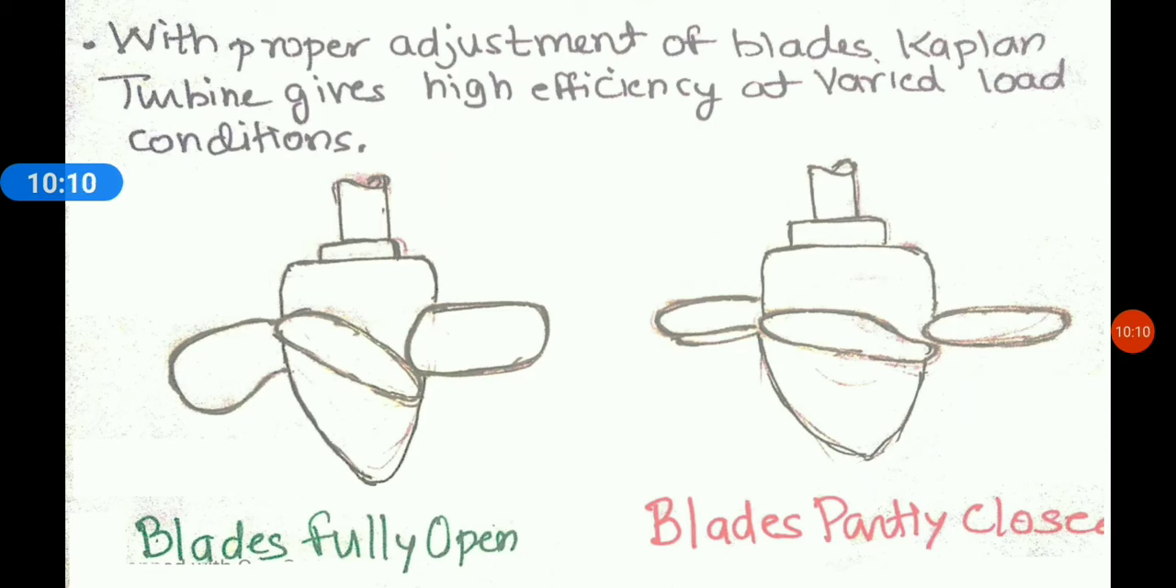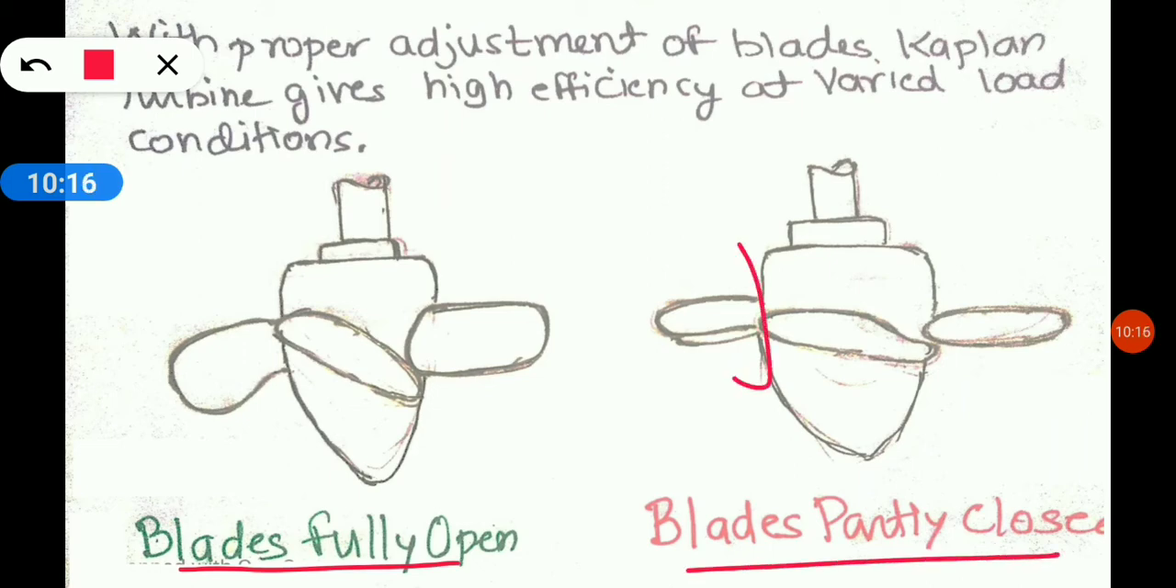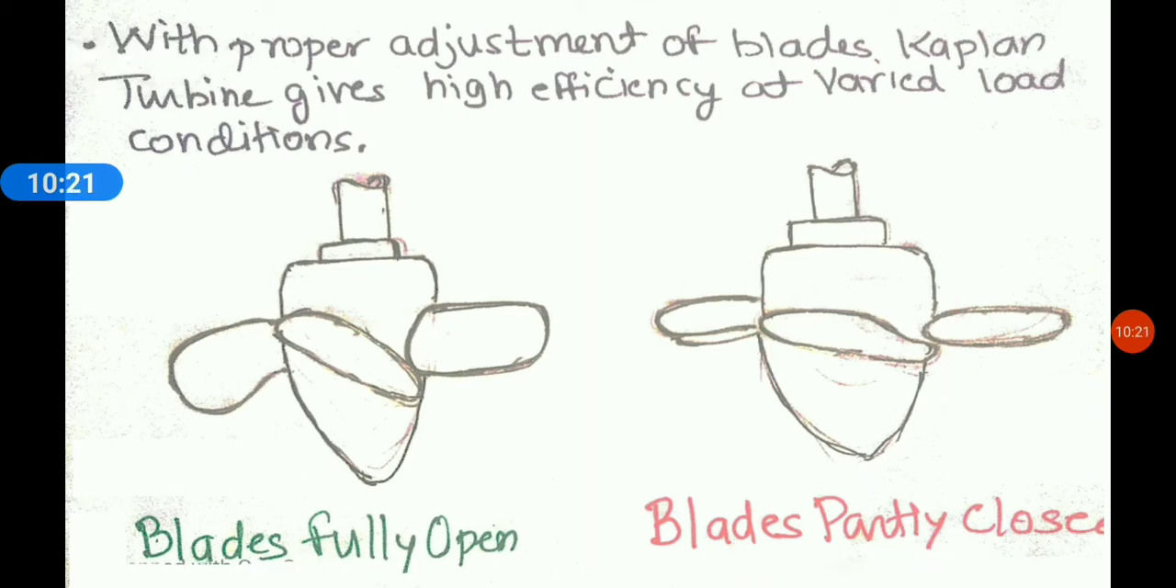Here you can see the blades are fully open. In this case, the blades are fully open, and in this case, the blades are partially closed. So here the flow area has decreased. So that is what it is.